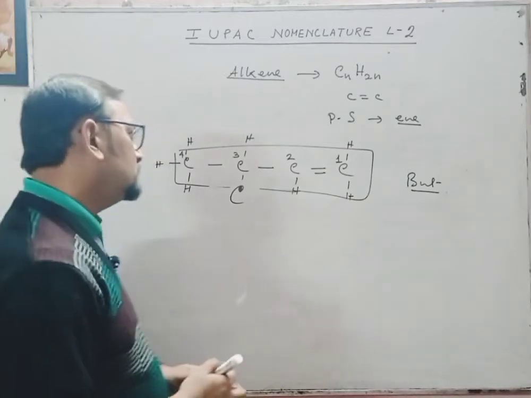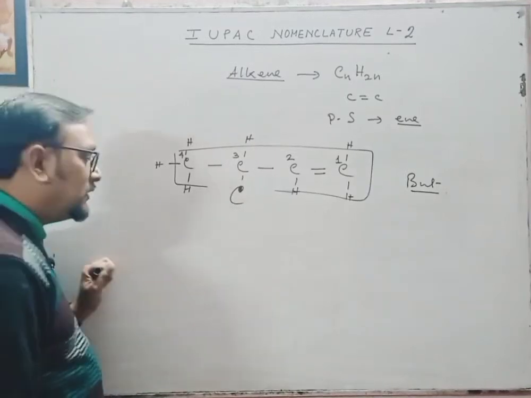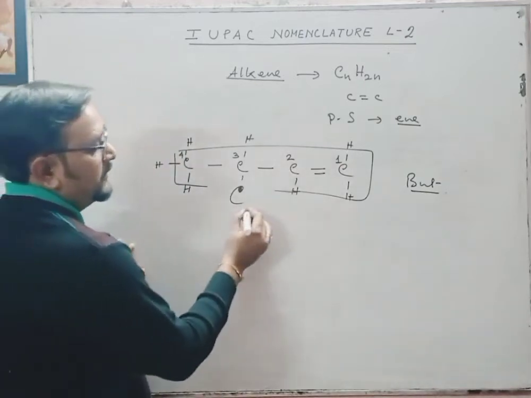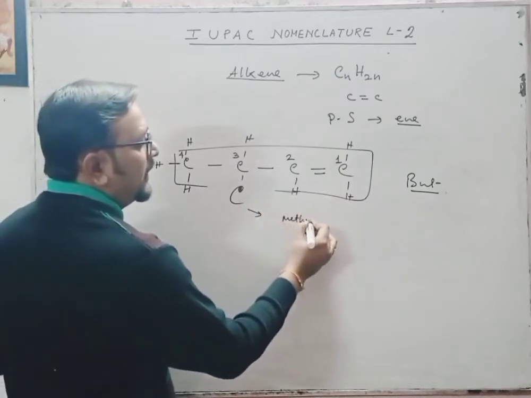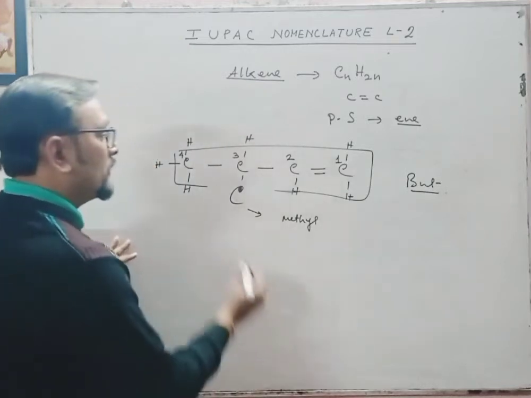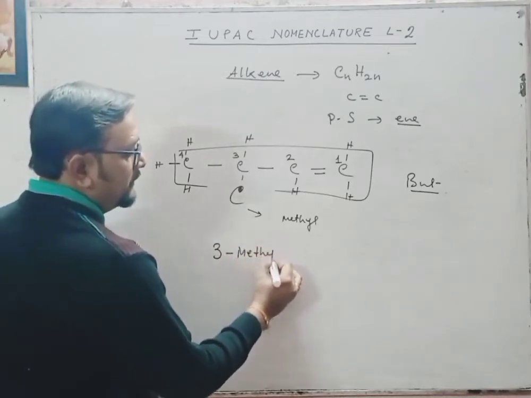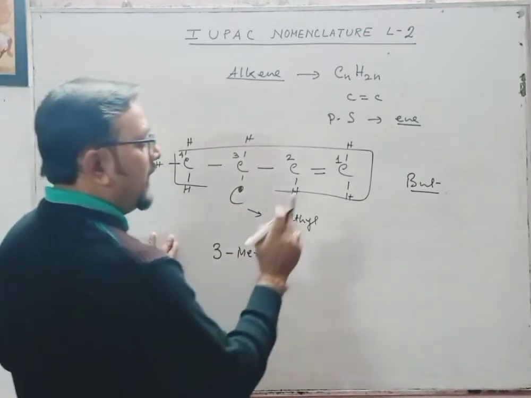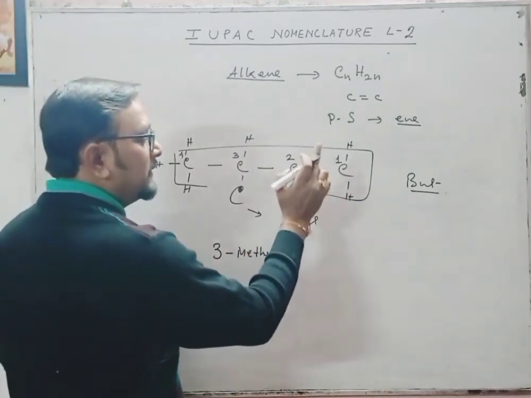Okay, so see, in this case we have a substituent here. As per the rule, first we have to name the substituent. So what is the name of the substituent? This is an alkyl group with only one carbon, so methyl is the name of this substituent. So I will write 3-methyl. In the third position we have a methyl group, and the rest of the thing will remain the same.